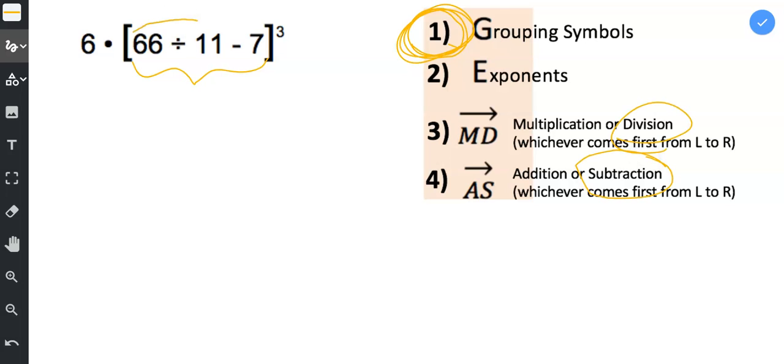So that means that I need to circle 66 divided by 11 because that's what I need to figure out first. 66 divided by 11 is 6. And I carefully copy the rest of the problem. I'm going to change this to a multiplication sign that looks like that. It's hard for me to write a dot.